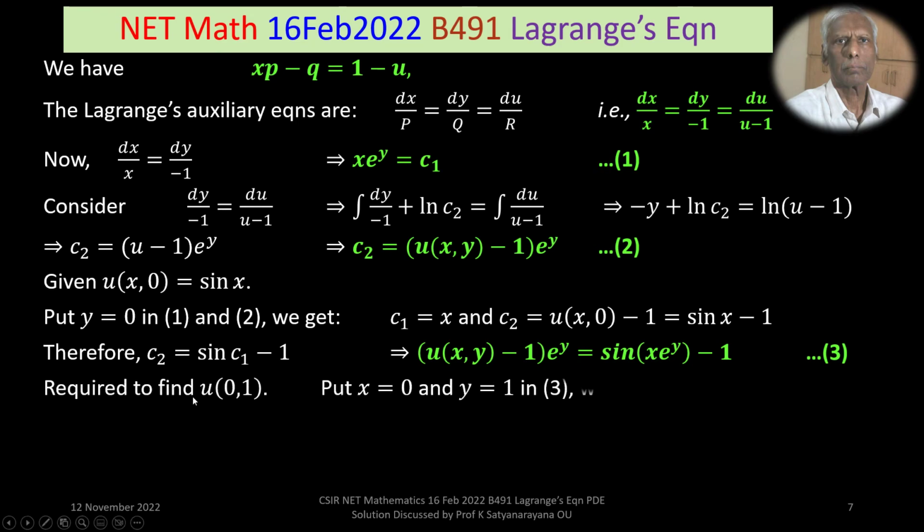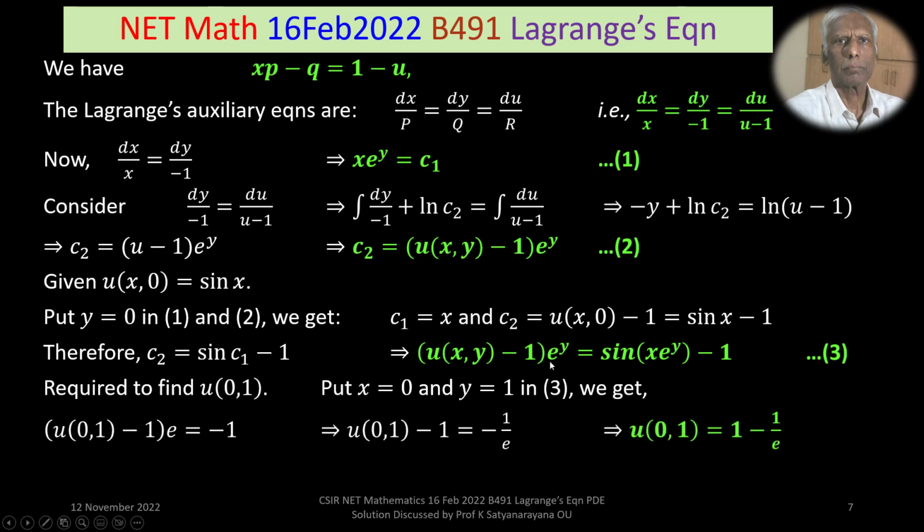Now we are required to find u at 0 comma 1. So in 3, put x is equal to 0 and y is equal to 1. We get u at 0 comma 1 minus 1 into e power 1, that is e, is equal to sin of x, x is 0, sin 0 is 0, and minus 1. So minus 1. And u at 0 comma 1 minus 1 is equal to minus 1 by e. Sending this minus 1 to the right hand side, you will get u at 0 comma 1 is 1 minus 1 by e.